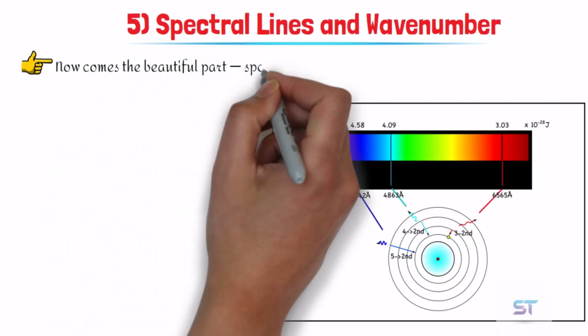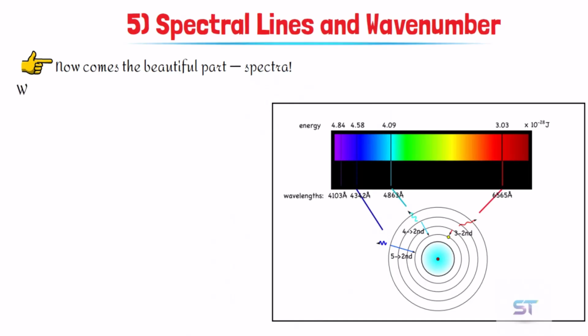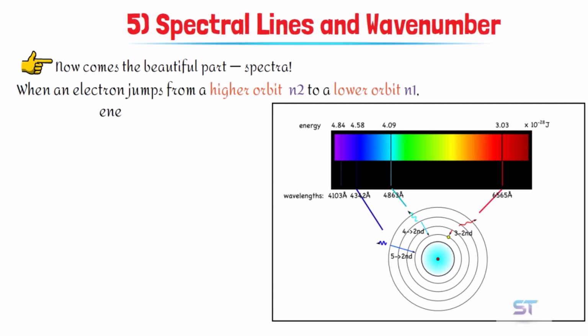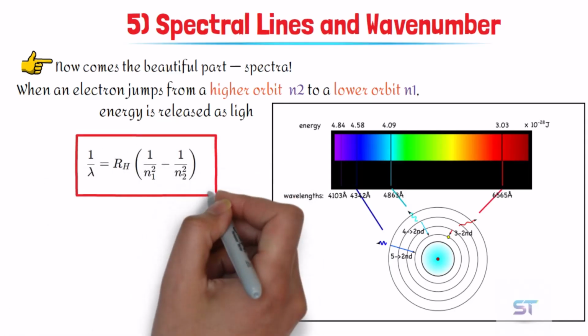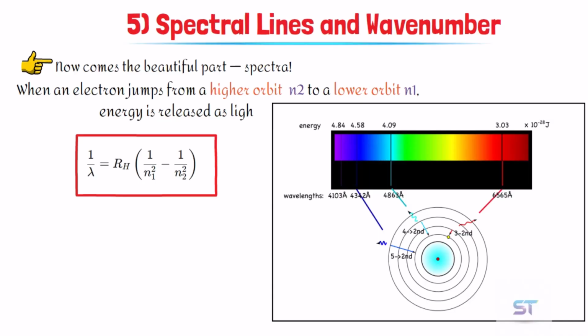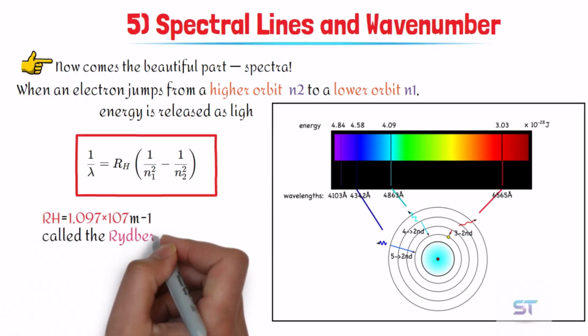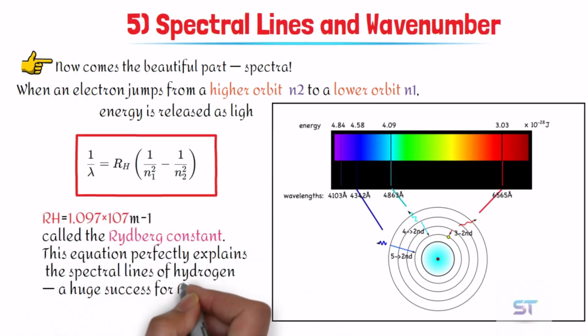Spectral lines and wave number. Now comes the beautiful part, spectra. When an electron jumps from a higher orbit, level n2, to a lower orbit, level n1, energy is released as light, given by this relation, where RH is called the Rydberg constant.